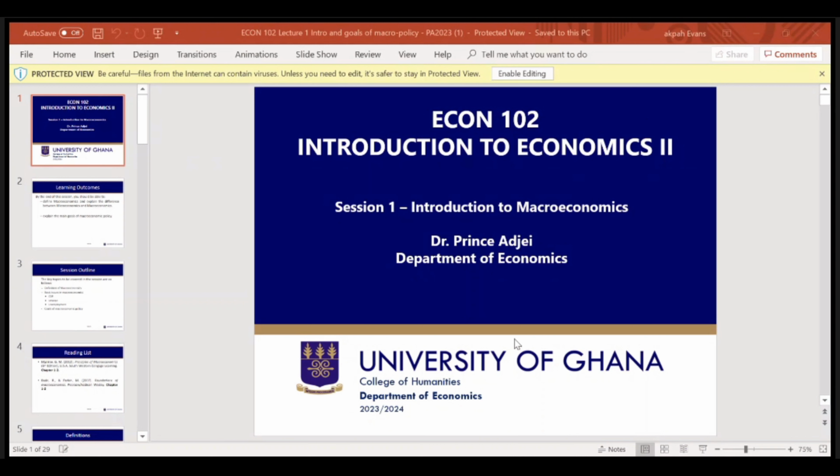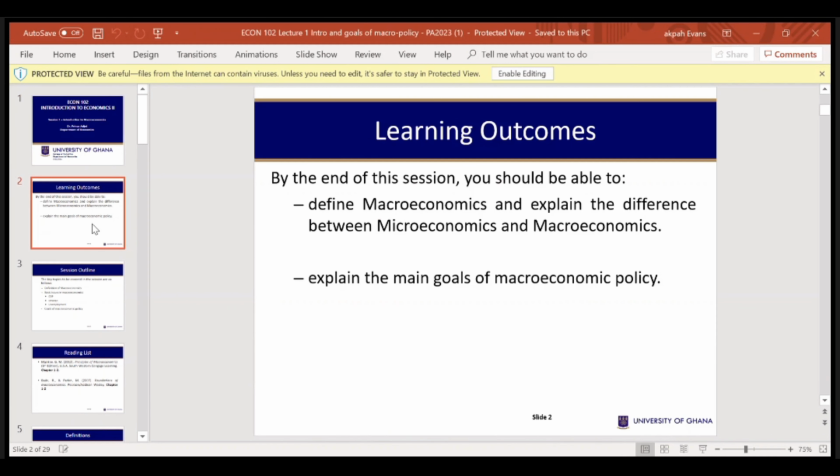So just make up your mind that you're going to make A or B plus at least in this particular lecture. So the lesson outcome, by the end of what we are doing today, you should be able to define what macroeconomics is by having a simple introduction. I know you know what macroeconomics is. And explain the difference between microeconomics and macroeconomics. The brief introduction should have given you what is meant by macro and what is meant by micro by now. Then lastly, you should be able to explain the main goals of macroeconomic policies.